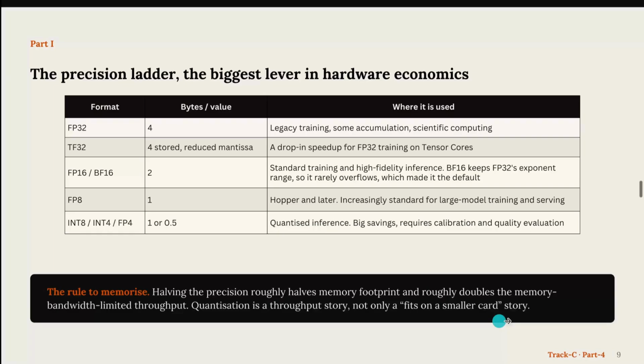not only a fits on a smaller card story. Typically whenever people say quantized, they think, since I've quantized, now I can fit the model on a smaller GPU. That's part of the story. The other part of the story is that it's a throughput story.